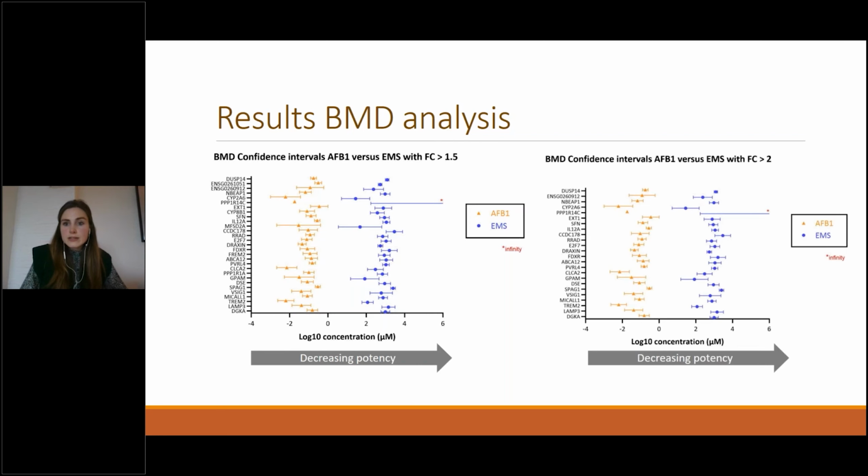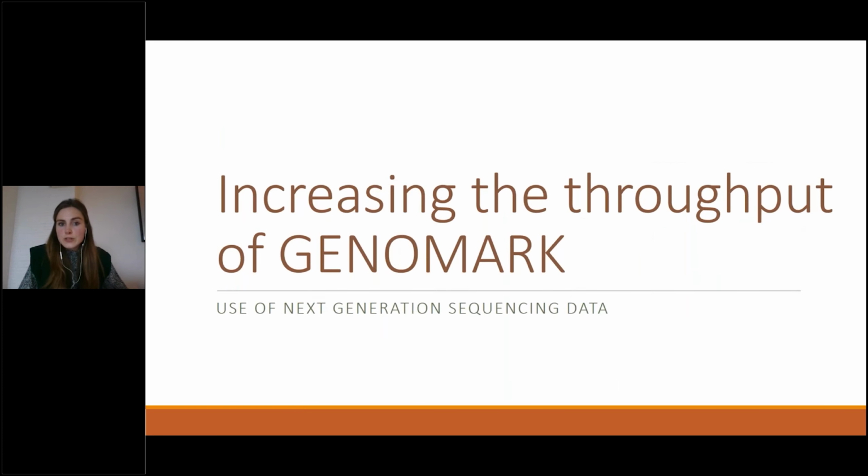We did the same exercise for the differentially expressed genes having a fold change higher than 2, and here we obtained the same results. So we can conclude that aflatoxin B1 is more potent than EMS in the human HepaRG cells. Of course, it's important to mention that the previous results were all based on the qPCR assay, which requires a high amount of cells and also is quite time consuming.